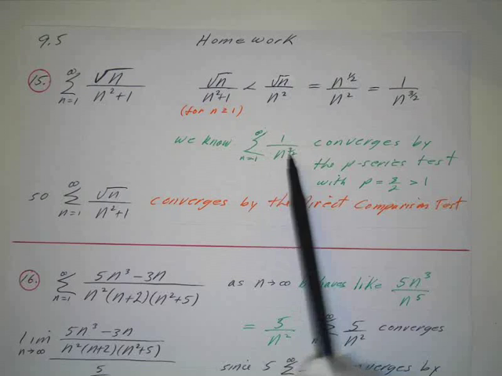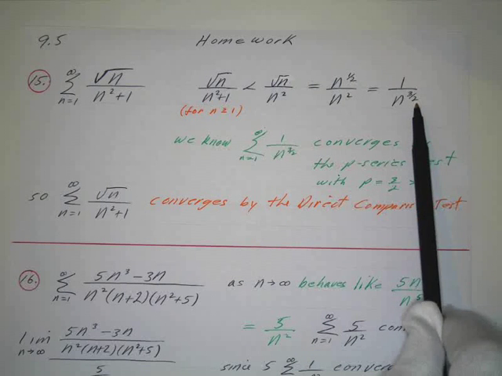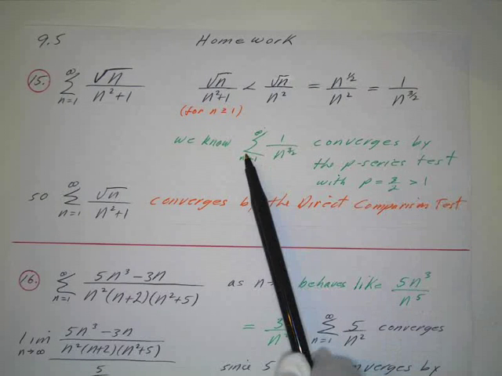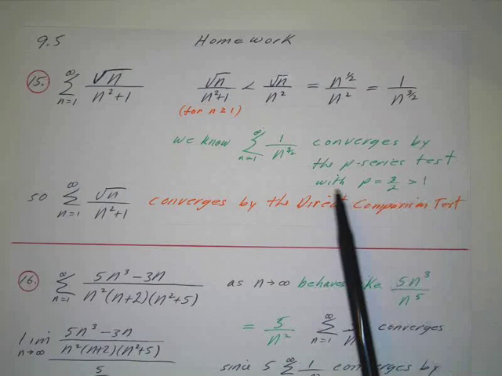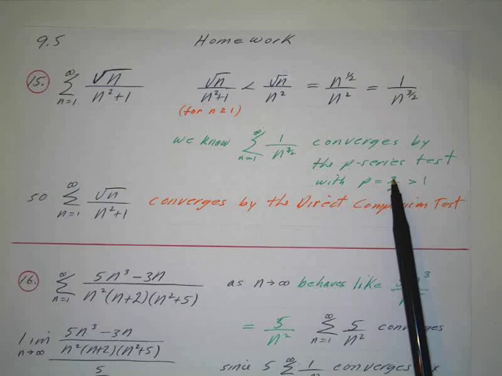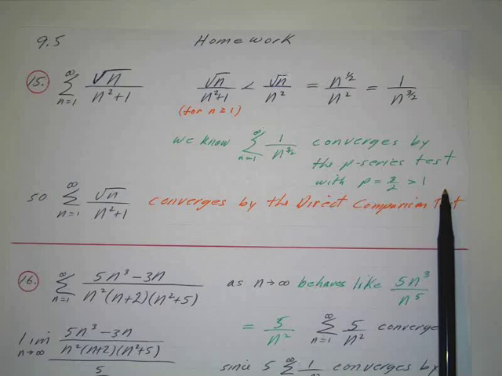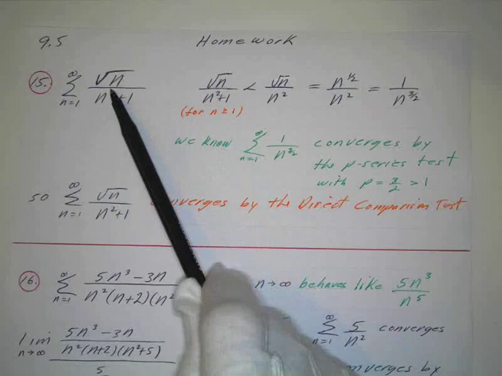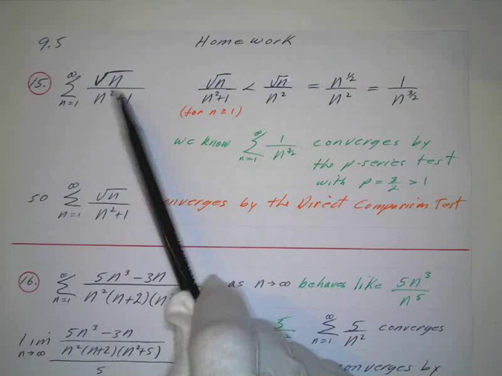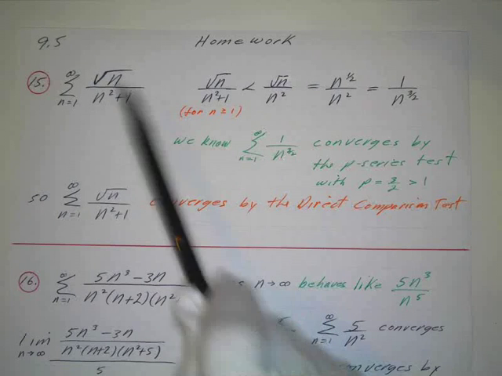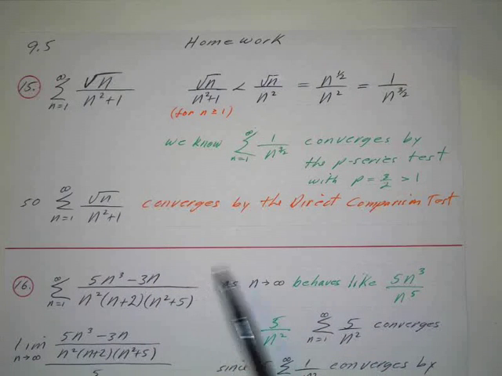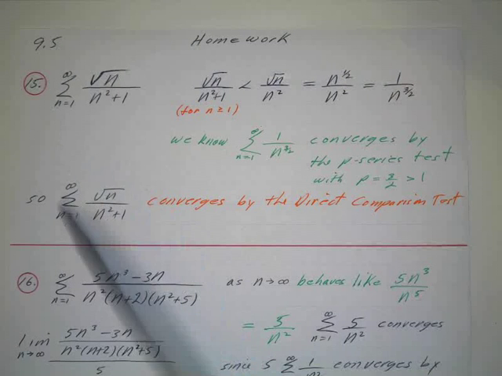And if we look at the series, the summation of 1 over n to the 3 halves, this converges by the p-series test, because p is 3 over 2, which is greater than 1. Since every term of this series is less than every term of this series, and this series converges, it forces this one down, so to speak. So we can say that this original series converges by the direct comparison test. Okay?